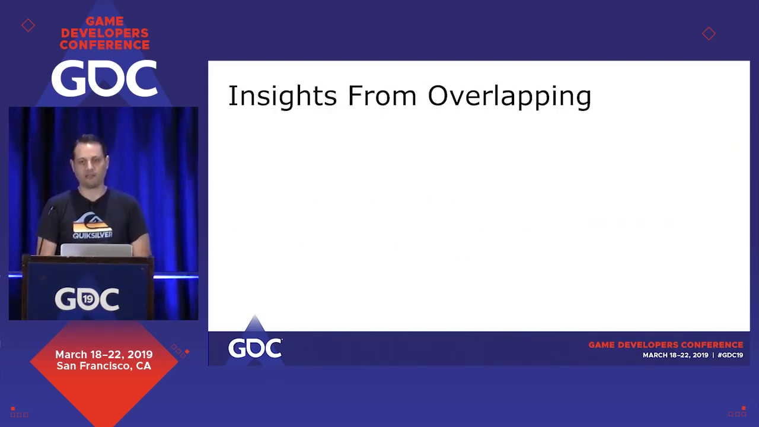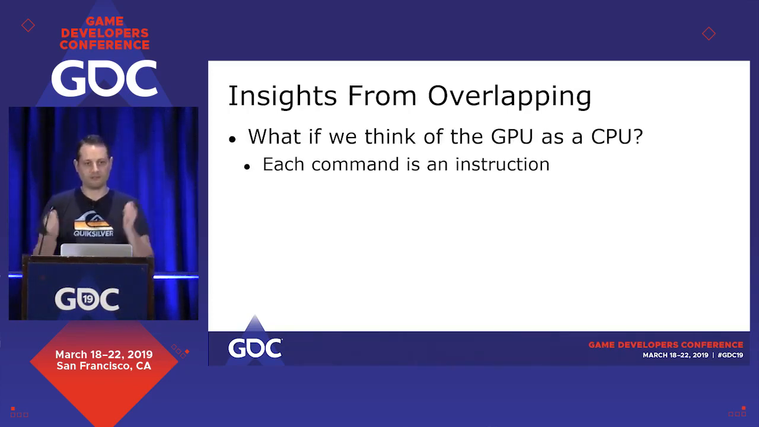So what insights can we draw from this example and the previous ones? What if you take off your glasses, squint a little bit, and think: okay, the GPU is not that different from a CPU. What if I think of this whole thing as a CPU? You can think of each command that's submitted to the GPU as a single instruction that a CPU would execute.